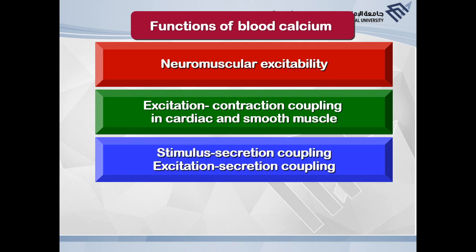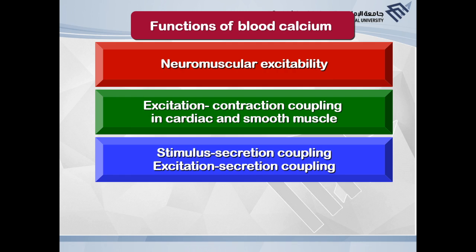And also stimulus secretion coupling, you will study in the nervous system module, or you have studied the neuromuscular junction in muscle physiology. So you know, in the presynaptic nerve terminal, when the action potential arrives, what is the next step? Exocytosis of neurotransmitter. But before that, what is required?